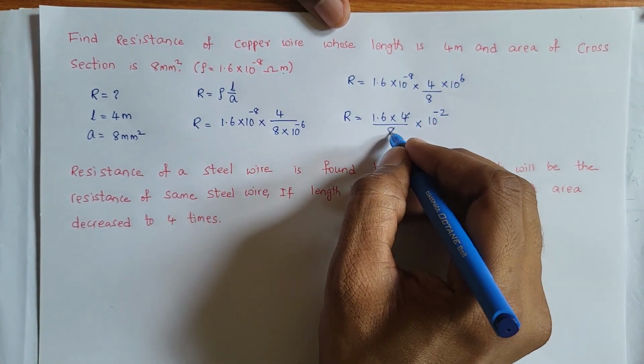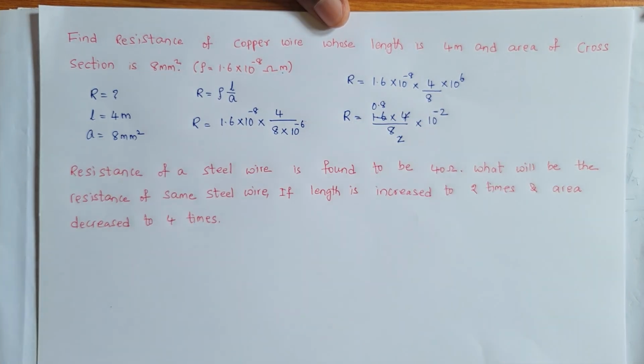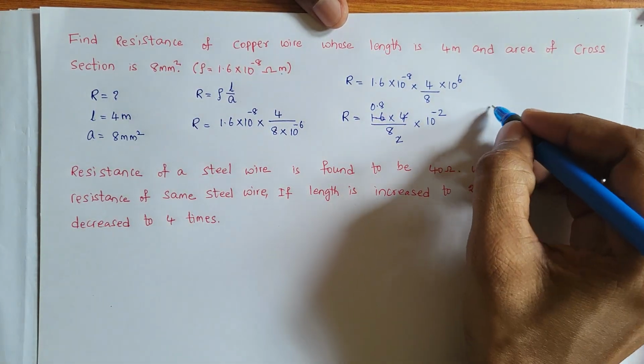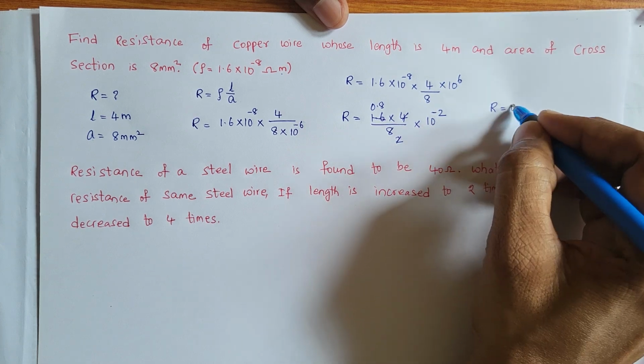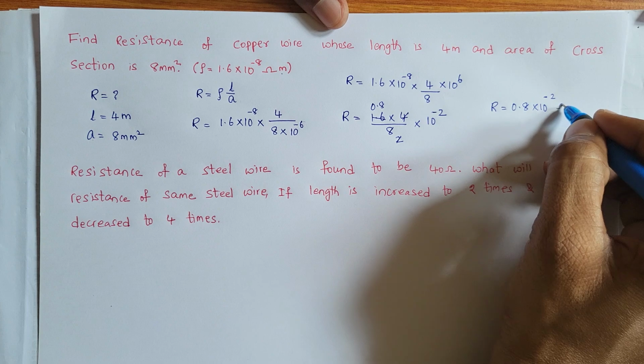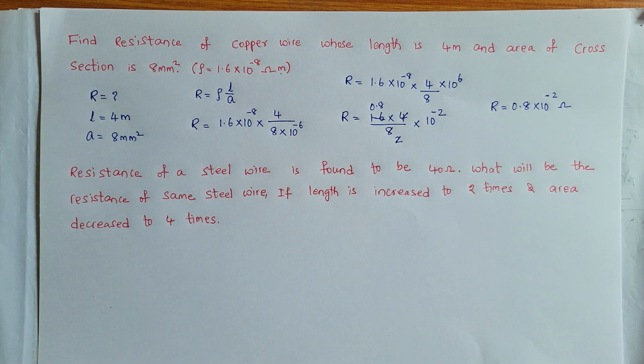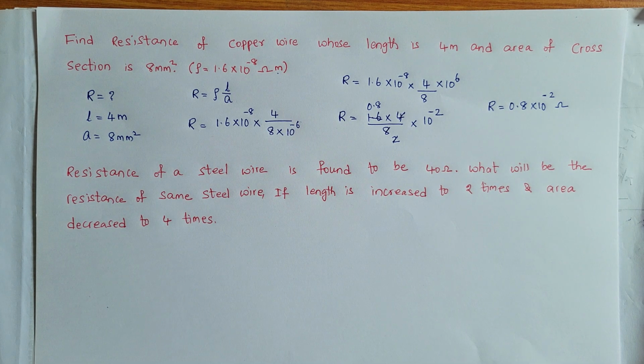So 4 ones are 4, twos are 2, ones are 2, 0.8. So the resistance value is going to be R is equal to 0.8 into 10 to the power of minus 2 ohm. Okay. So this is going to be the resistance value. Next question.